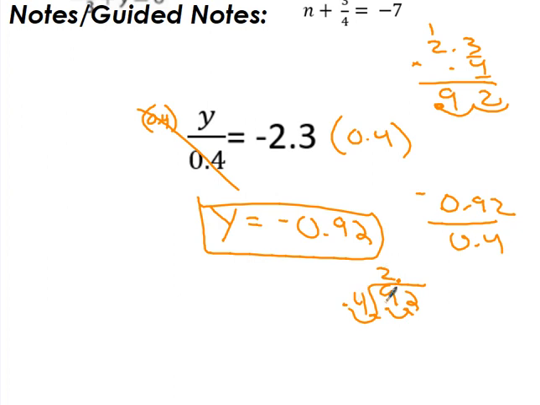4 goes into 9 twice. So I can subtract 8, I'm left with 1. Bring down my 2, and I already brought up my decimal. 4 goes into 12 3 times. I get 2.3. And then a negative divided by a positive is negative. So I did it correctly. The left side is equal to the right side.